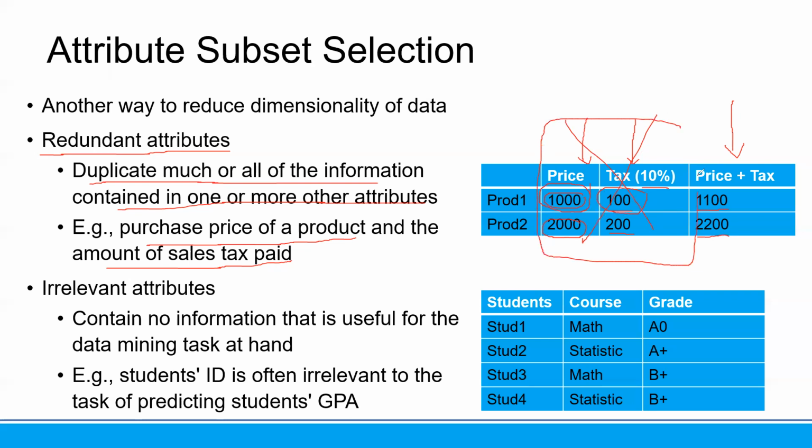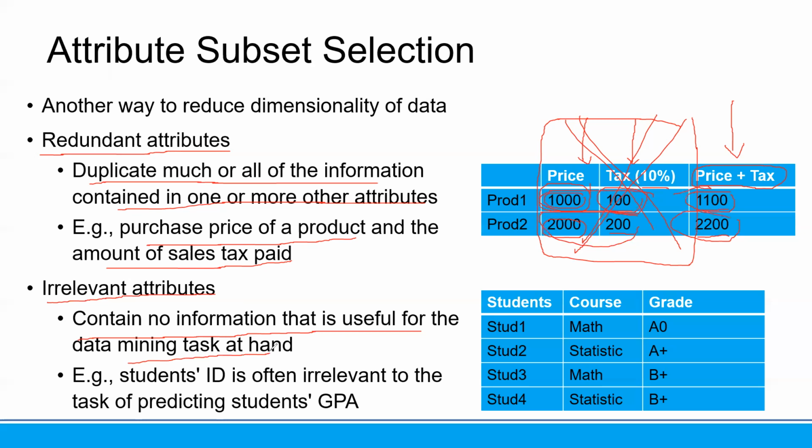It means we can reduce the dimension of the data. We can reduce these two columns and just use the price data for our analysis, because they are highly correlated, or highly redundant. We call this redundant because 1000 plus 100 equals 1100, and 2000 plus 200 equals 2200. So yes, it is redundant. And some of the attributes are irrelevant. They contain no information that is useful for the data mining task at hand.